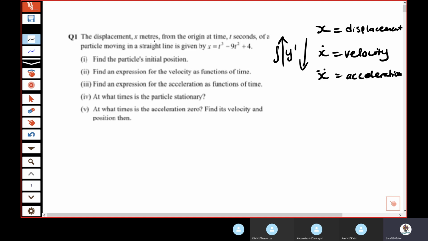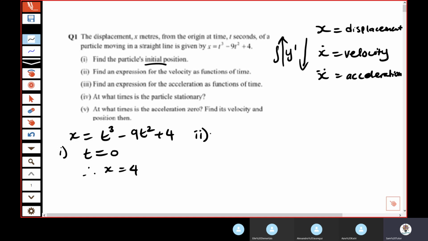The displacement x meters from the origin at time t seconds of a particle moving in a straight line is given by x equals t cubed minus 9t squared plus 4. Find the particle's initial position. What do we know initially? That time equals 0. So therefore, x equals positive 4.